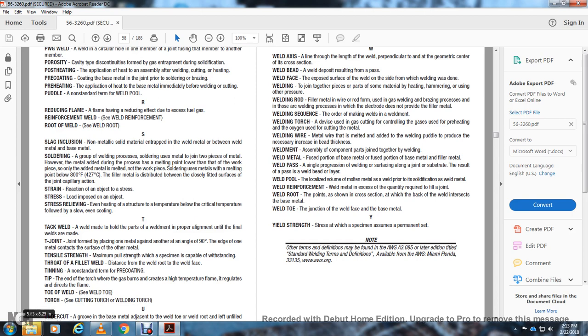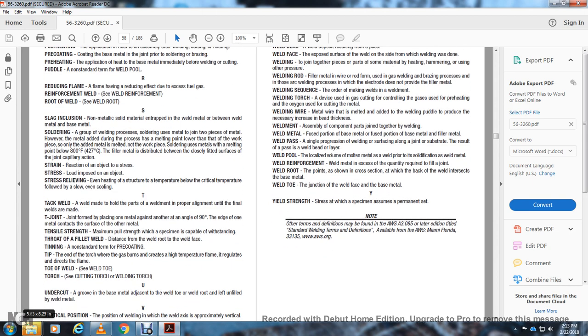Tensile strength: the maximum stress a specimen is capable of withstanding. Throat of the weld: the distance from the weld root to the weld face. Tinning: a non-standard term for precoating. Tip: the end of the torch where the gas burns, creating the high-temperature flame and directing the flame. Toe of the weld: see weld toe. Torch: see cutting torch and welding torch. Undercut: a groove in the base metal adjacent to the weld toe or weld root, left unfilled with weld metal.